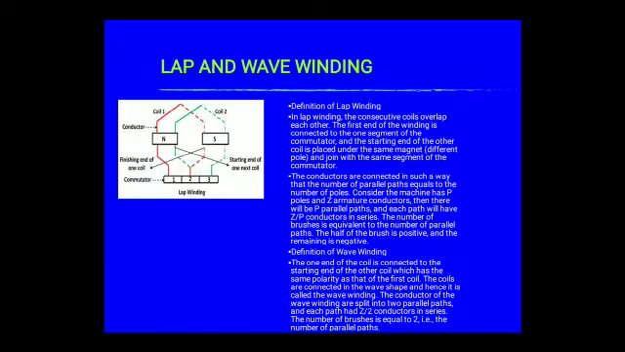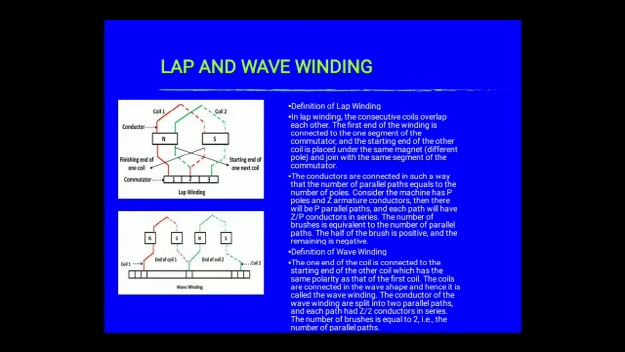So this is the image of the lap winding. You can see here coil 1 and coil 2 overlapping with each other, and connected to the commutator segments. And this is the wave winding. The shape of this winding is like a wave. There are two coils connected in a wave shape.